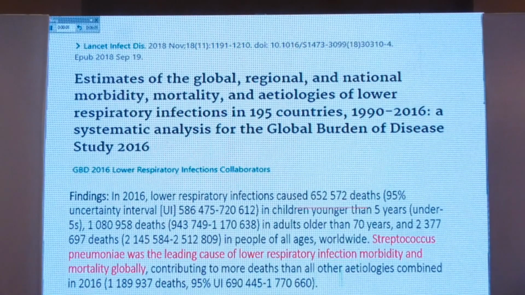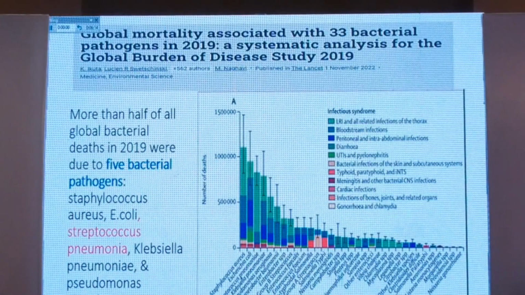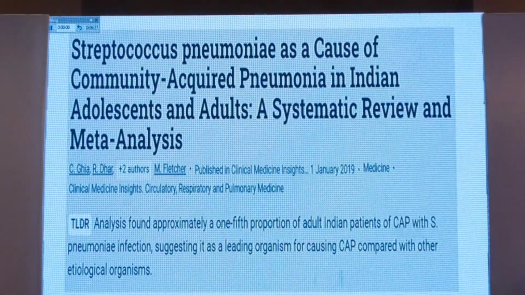It was found to be the leading cause of lower respiratory tract infection, mortality, and morbidity globally. More than half of all global bacterial deaths in 2019 were caused by 5 bacterial pathogens: Staph aureus, E. coli, Streptococcus pneumoniae, Klebsiella, and Pseudomonas aeruginosa. Analysis found that 1/5 of the adult population suffering from community-acquired pneumonia had the diagnosis of Streptococcus pneumoniae.